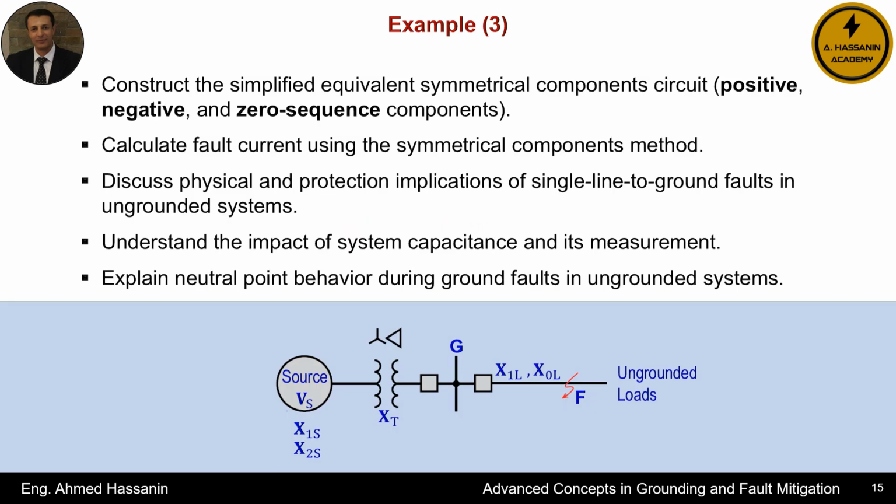The figure in front of us shows an ungrounded generator supplying a load through a transformer and a transmission line. If a ground fault occurs at point F on the transmission line, we aim to construct the simplified equivalent symmetrical component circuit, which consists of the positive, negative, and zero sequence components. Calculate the fault current using the symmetrical components method. Discuss the physical and protection implications of single line to ground faults in ungrounded systems. Understand the impact of system capacitance and how it is measured. Explain the behavior of the neutral point during ground faults in ungrounded systems.